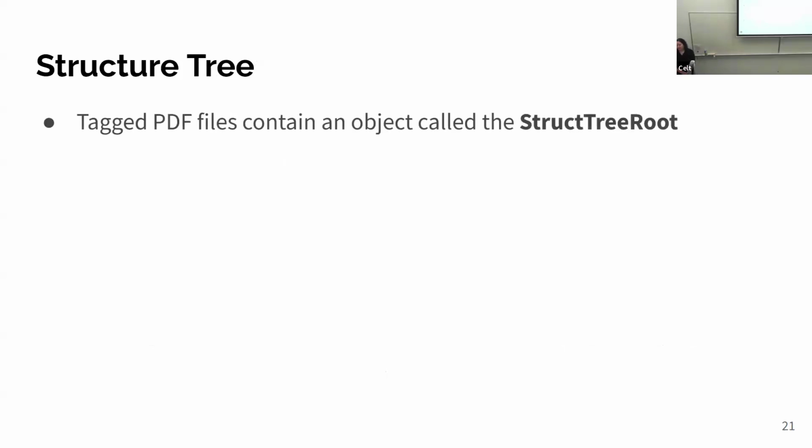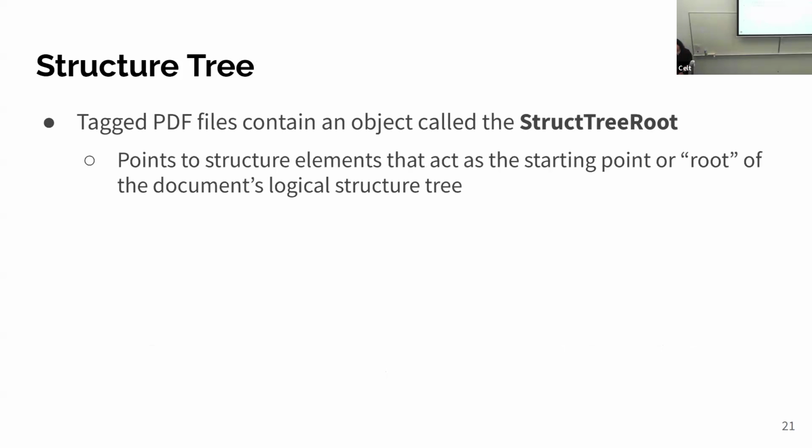Now, tagged PDF files contain an object that's called the struct tree root. The struct tree root points to structure elements that act as the starting point, or the root, of the document's logical structure tree. So, thinking back to the concept of parent-child data elements, the data elements are linked in this parent-child relationship.